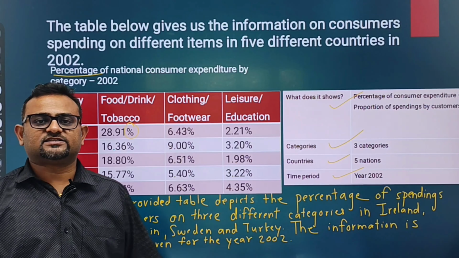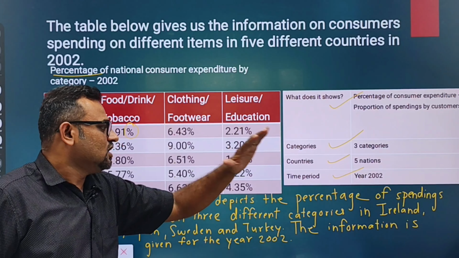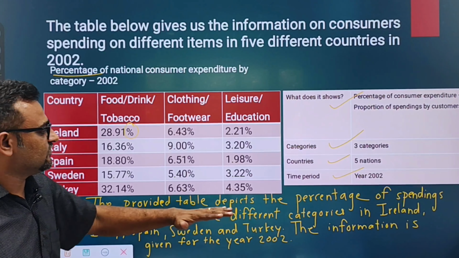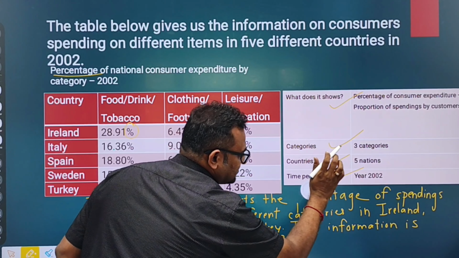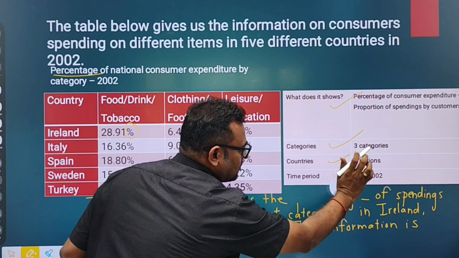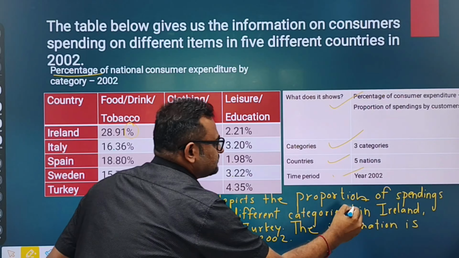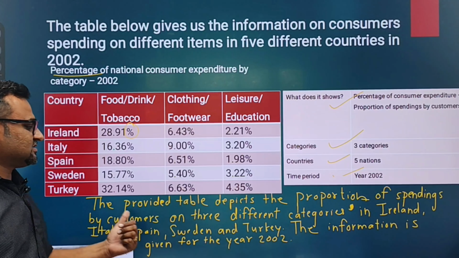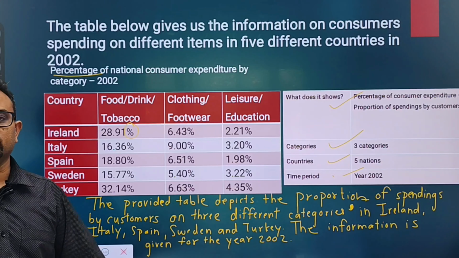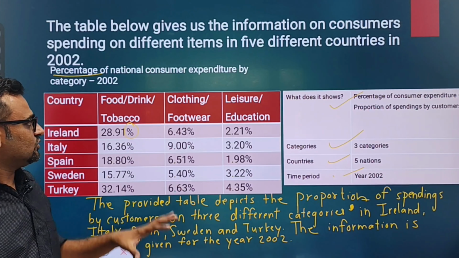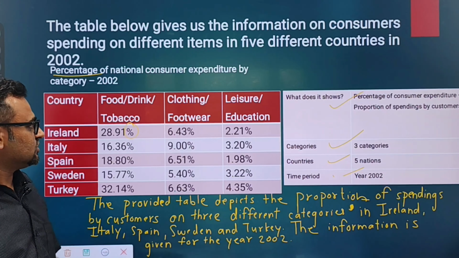See the format. The provided table depicts the percentage of spending by customers on three different categories. Now see, the word percentage was also used, so I will just make a change. I will write proportion. Proportion of spending by customers on three different categories in Ireland, Italy, Spain, Sweden, Turkey. And the information was given for the year 2002. Okay, so that's the introduction of the table. Just note it down.